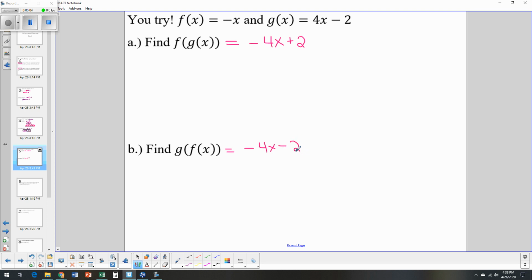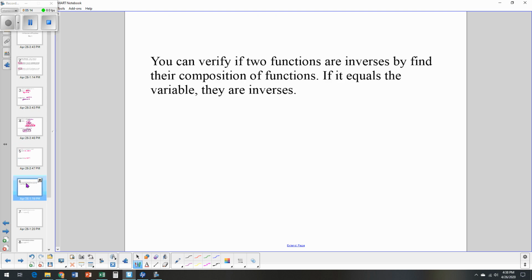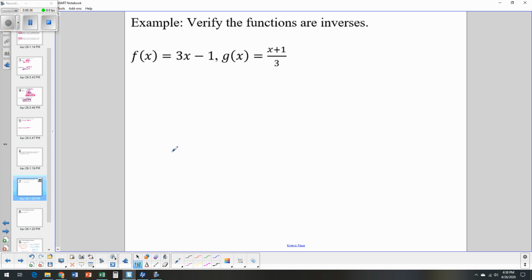All right, so these are very similar. f of g of x is negative 4x plus 2, whereas g of f of x is negative 4x minus 2. The reason we're talking about compositions of functions is because I can verify or tell if two functions are inverses by finding both compositions, f of g of x and g of f of x. If both of them equal whatever variable was being used, in this case x, they are considered to be inverses. So let's verify that these functions are inverses.